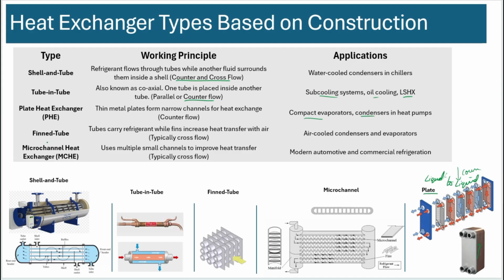Finned tube heat exchanger. This is primarily liquid to air heat exchange, liquid to gas, primarily air, and it's almost always cross flow. So you have a cross flow of air, and the refrigerant is flowing in this direction or this direction. They are 90 degrees to each other. This is the most common in condensers and evaporators that are air cooled.